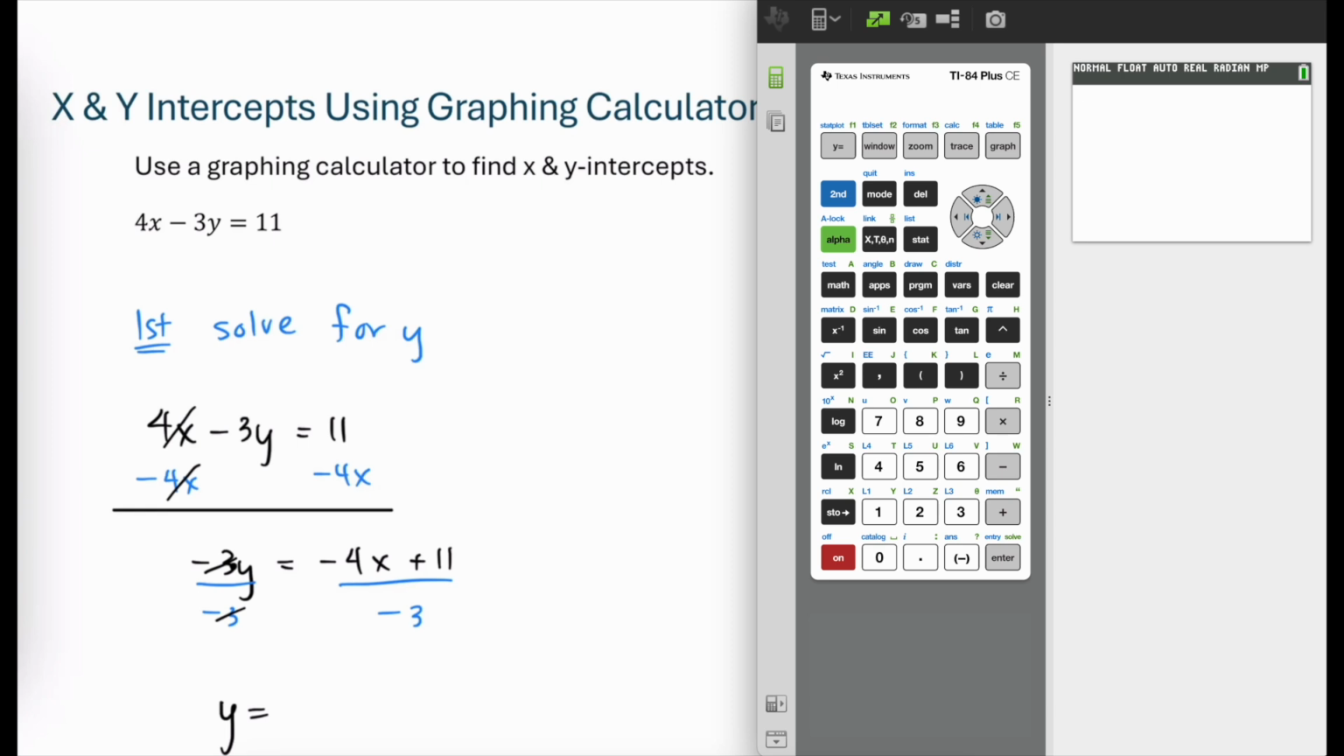But we need to be careful here on the right-hand side. We need to make sure that this negative 3 is divided into both of the terms in the numerator. And it's best to split that numerator, giving each one of them that denominator of a negative 3.